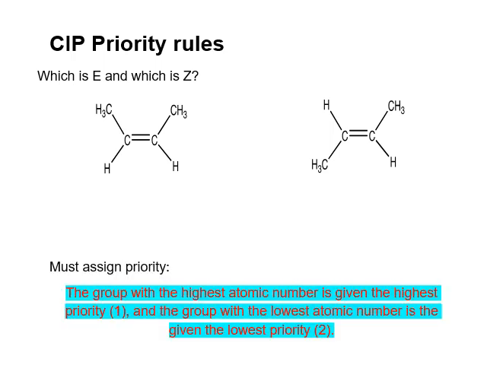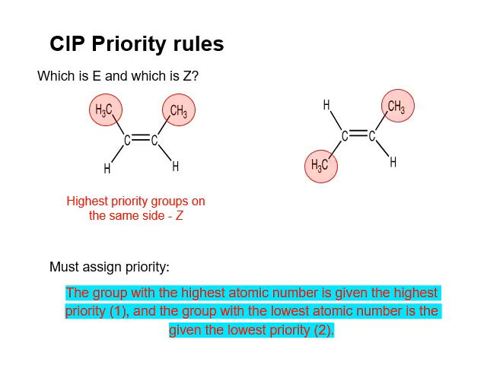In order to assign priorities to the two groups on that carbon, you have to decide which one has the highest atomic number, and that one is given the priority of 1. The other one has the lower priority of 2. So if we look at butene on the left-hand side there, each carbon has a CH3 and a H, and hopefully you'll spot that CH3 has the highest atomic mass. You've got a carbon and 3 hydrogens, so the total mass of that group is 15, whereas the total mass of the hydrogen group is just 1. So in each carbon, it's the methyl group that is the high priority group. And obviously it's the same for the other side.